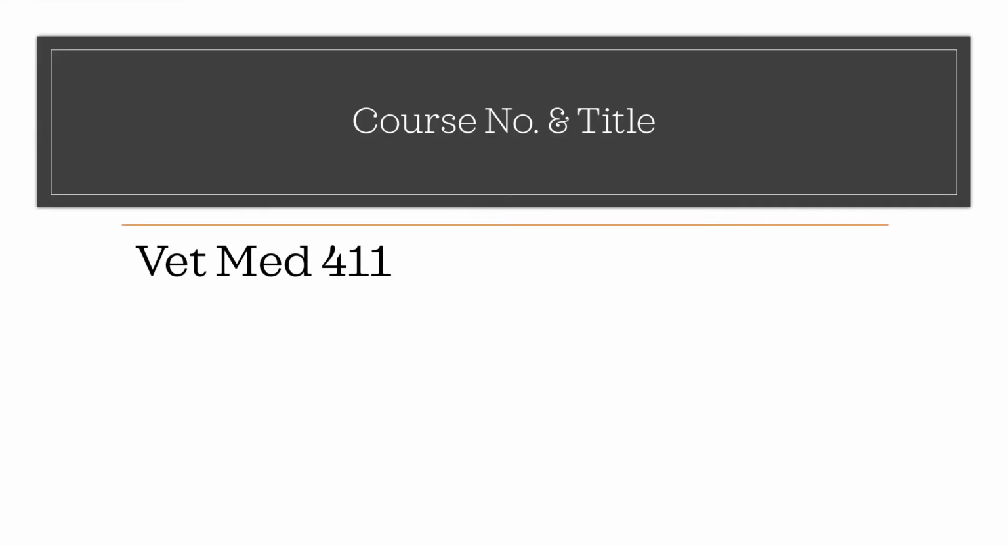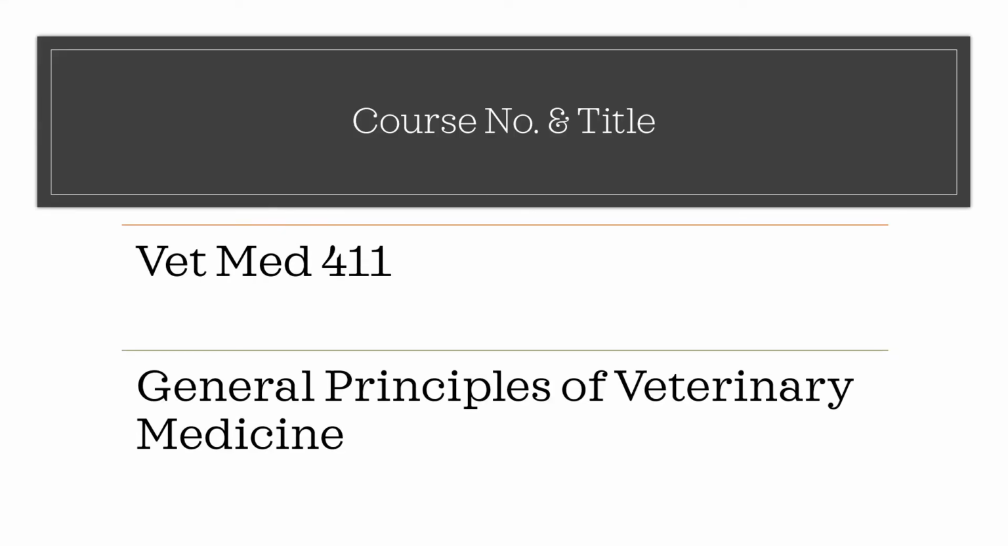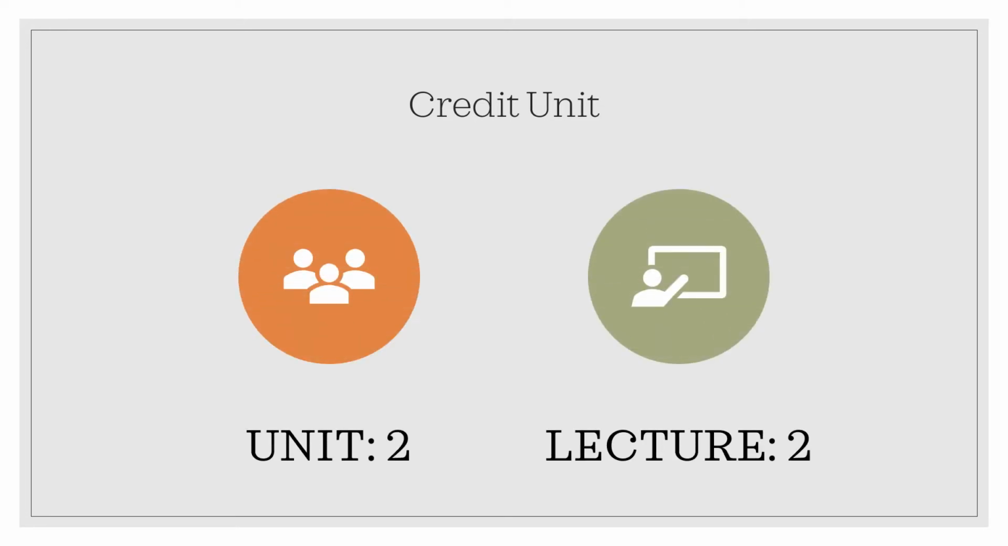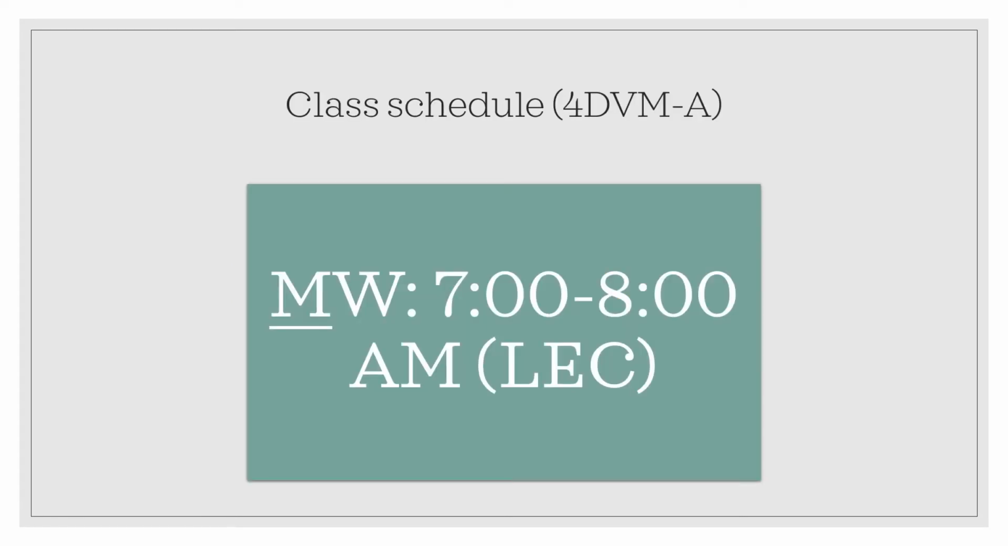The course is General Principles of Veterinary Medicine, and it is a course number VetMed 411. The course has a credit unit of 2. The lecture has 2 units. 2 hours will be intended for lecture per week. Our class schedule is every Monday and Wednesday, 7 to 8 a.m. On Monday, we have VM1, and Wednesday, we have online.